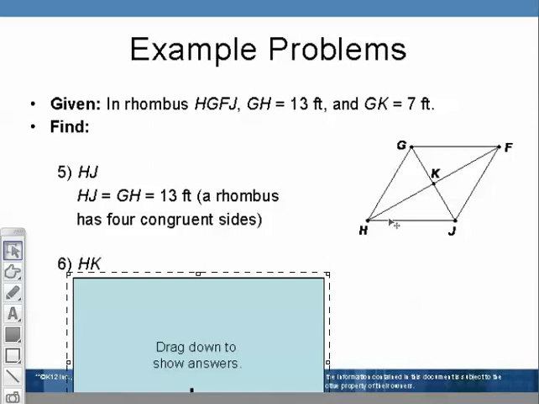If we're wanting to know HK here, we don't know anything about HK, do we? HK is the other diagonal. The diagonals in rhombuses are not congruent to each other, so we don't know anything about HK down here. Now we could use the Pythagorean theorem because we know that's a 90-degree angle in the middle, and we could take the 7 and the 13 and figure it out, but we don't know what HK is without having to do some figuring here, okay?